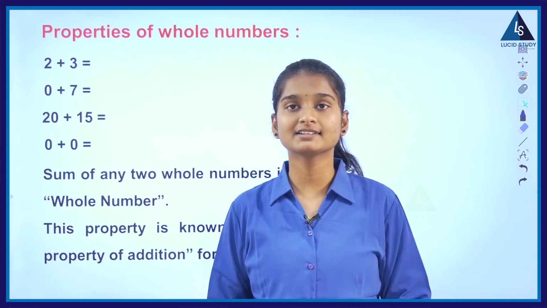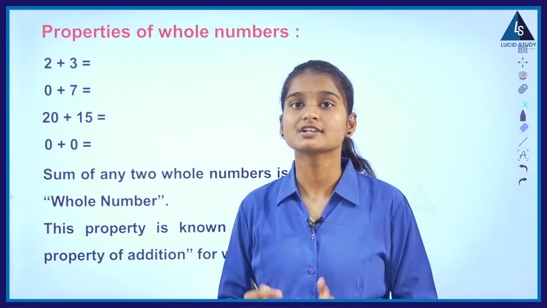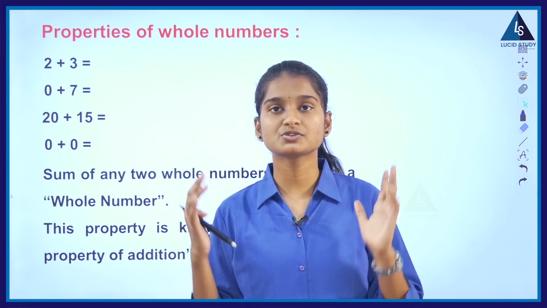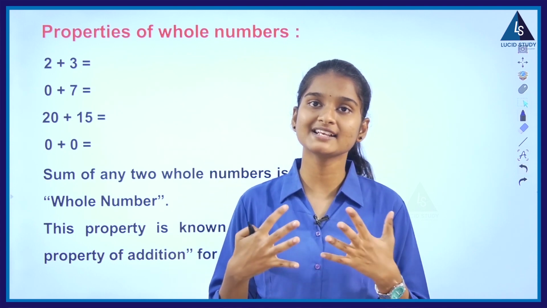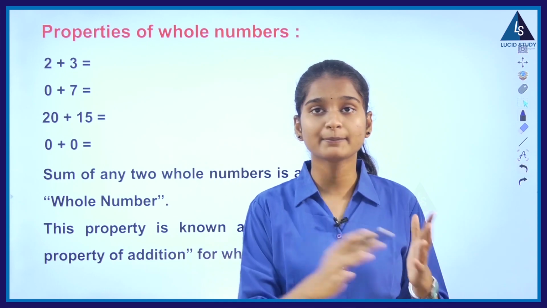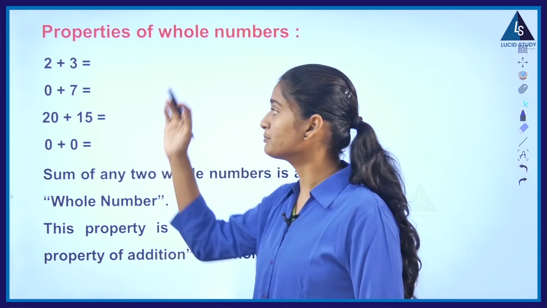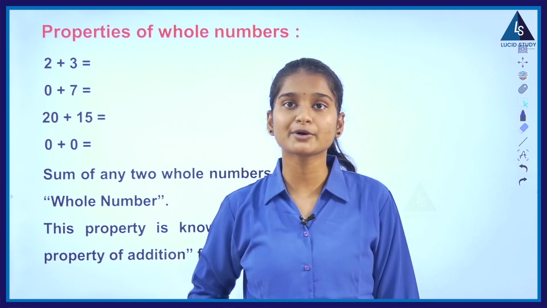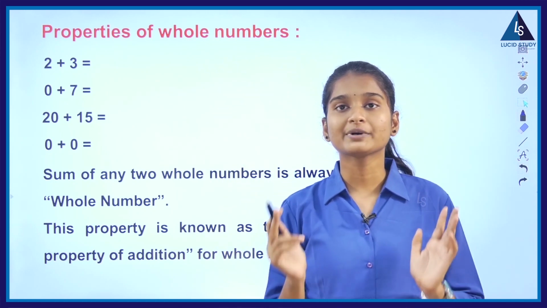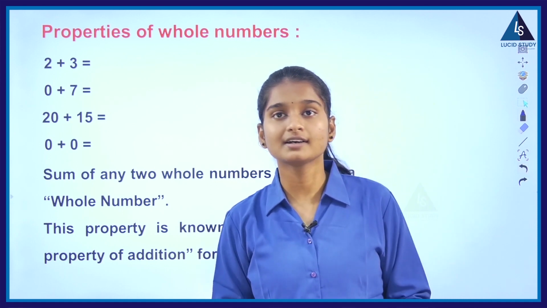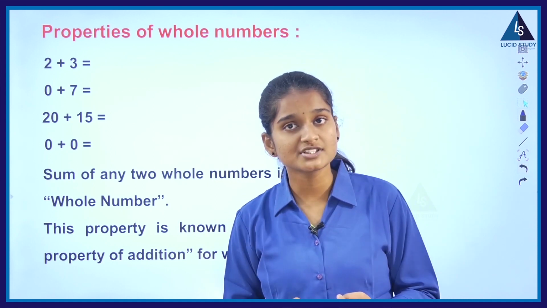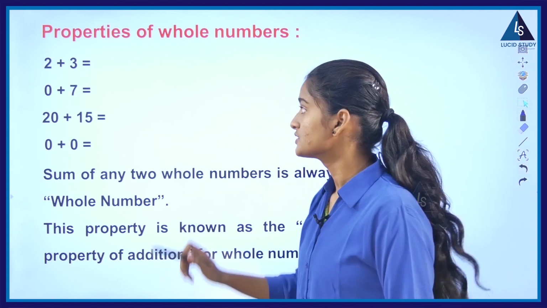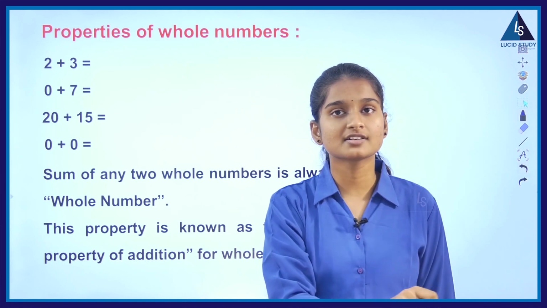Children, now let us learn the properties of whole numbers. So, what are properties? Properties help to simplify problems very easily. So now let us learn about some properties. Before going to properties, let us know what properties we are going to learn. In the properties of whole numbers, we are going to learn about closure property, commutative property, associative property, additive identity.